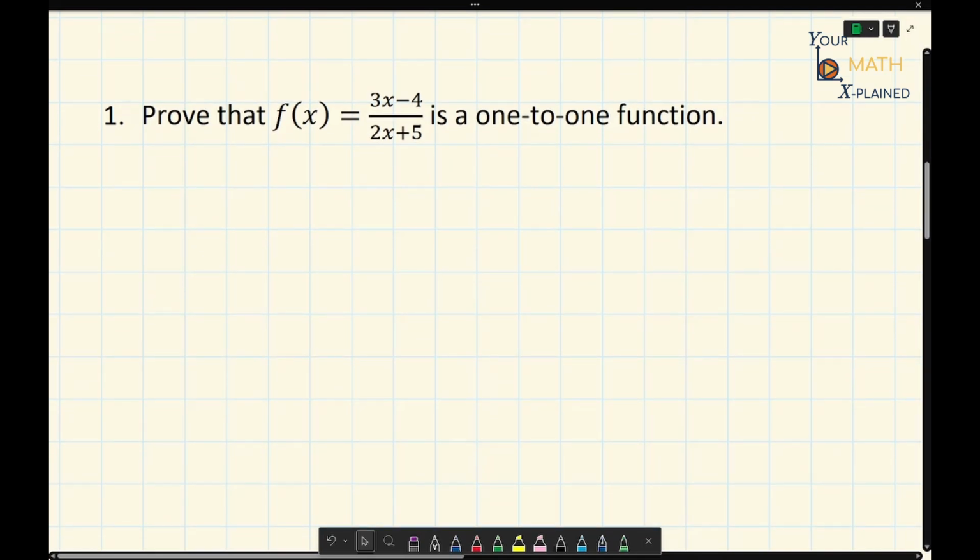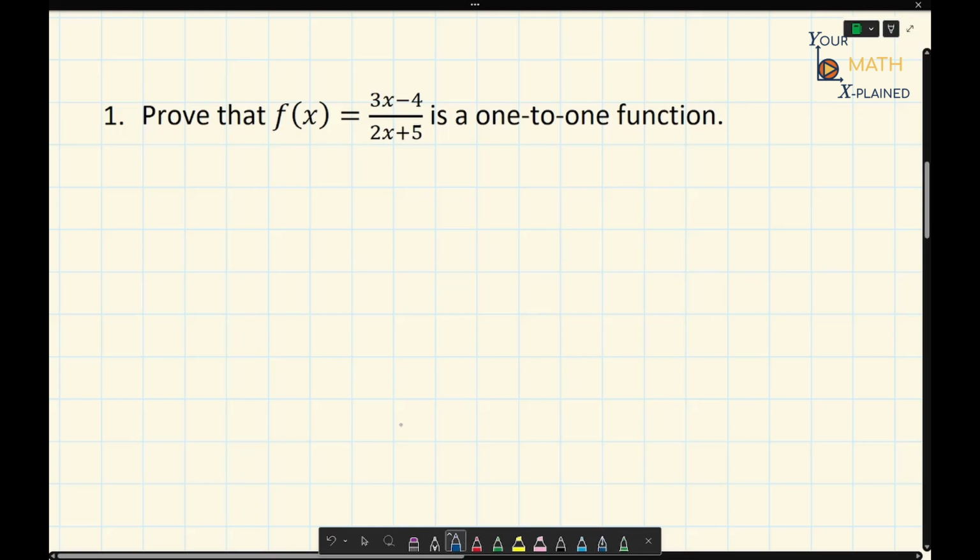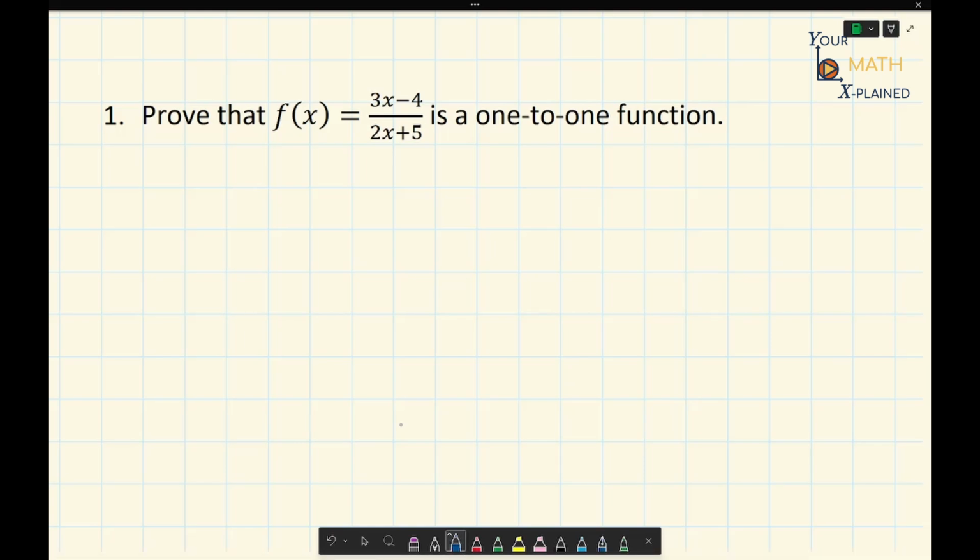Okay, so let's take a look at this first example. We want to prove that this function f(x) here is a one-to-one function. Using the definition above, that tells us if we have f(a) = f(b), then a must equal b. So we will have f(a) = f(b). Substituting a into our function is going to give us (3a - 4)/(2a + 5). And that is going to be equal to substituting b into our function, so that'll be (3b - 4)/(2b + 5).